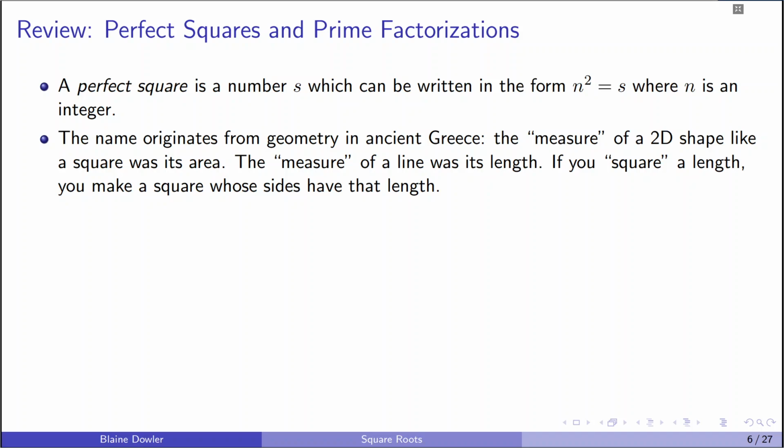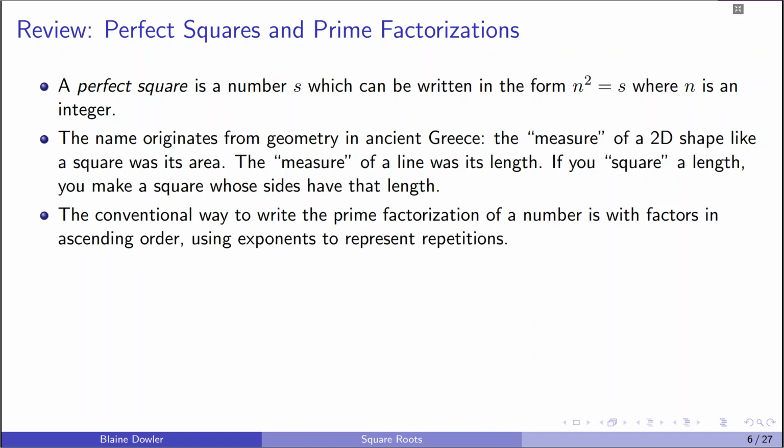The name originates from geometry in ancient Greece. The measure of a 2D shape, like a square, was its area. The measure of a line was its length. So if you square a length, you will make a square whose sides have that length.